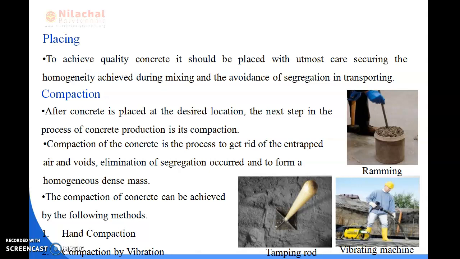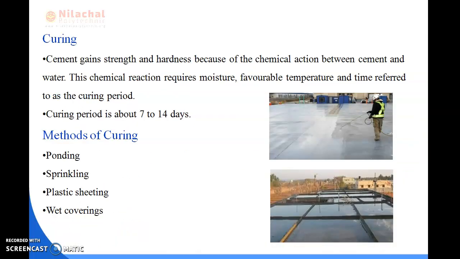Okay, so next we'll be discussing curing. Cement gains strength and hardness because of the chemical action between the cement and water. This chemical reaction requires moisture, favorable temperature, and time, referred to as the curing period. So after the compaction has been done, it will be kept for 7 to 14 days. The curing process will be done.